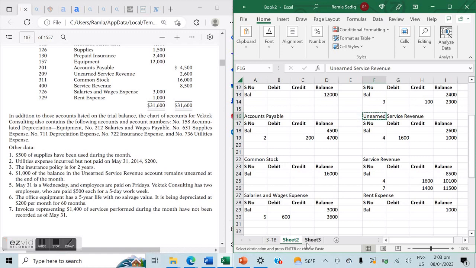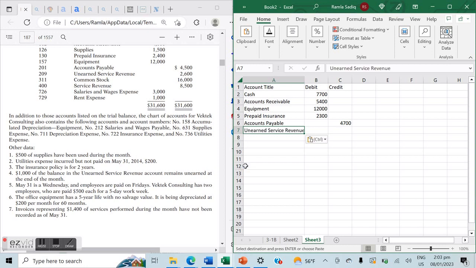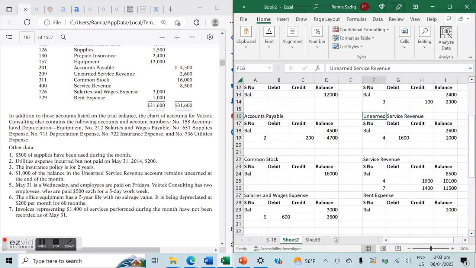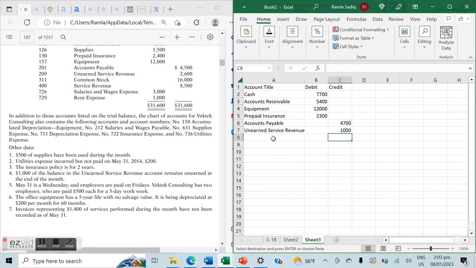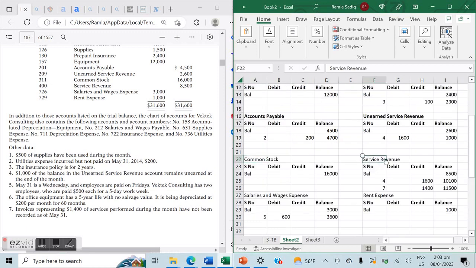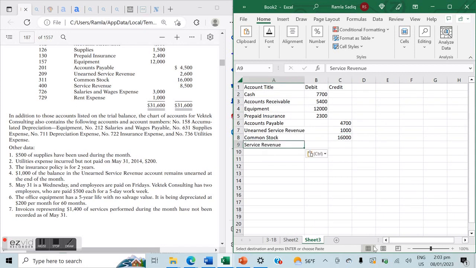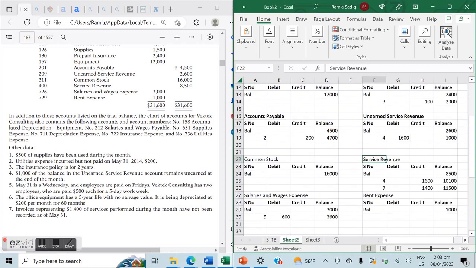So unearned service revenue for $1,000. There we go. Okay, common stock is an equity account for a balance of $16,000. My bad, forgot a 0 in there. And service revenue for a balance of $11,500. Then we have our salaries and wages expense for $3,600.